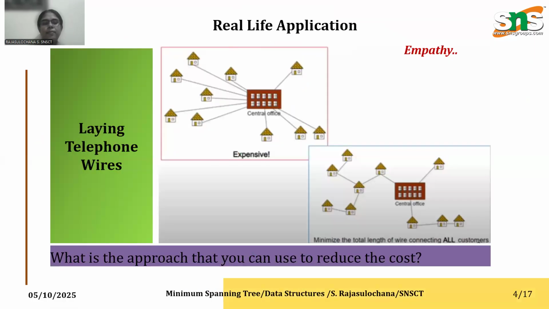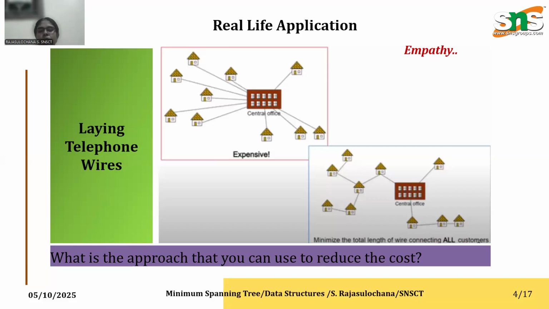So here is a real life application that will discuss about the need for minimum spanning tree in the best way possible. So we want to lay the telephone wires from a central office to all the other office premises. So first look at the first figure. Telephone wires has been laid from the central office to all the other branch offices, and this establishment looks quite expensive. When you look at the second example, here the minimum total length or cost of the wire connecting all the customers or the office premises is minimized.